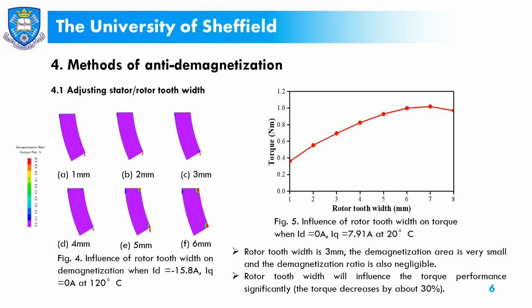Rotor tooth selection will influence the torque performance significantly. As shown in Figure 5, the torque is decreased by about 30% when rotor tooth width is 3 mm.